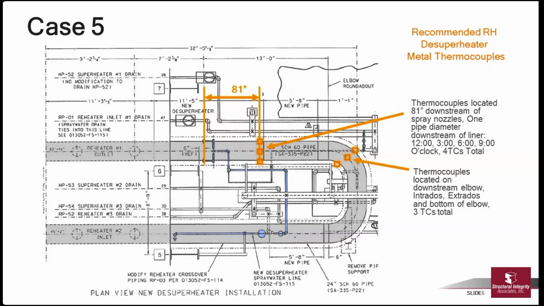When a unit has a liner such as this, we put the thermocouples one diameter downstream of the liner. If there's no liner, what we would typically do is put a set of thermocouples about one diameter downstream of the sprays, and then preferably another set about five diameters downstream of the sprays. We put a second set so we make sure to catch the worst of the impingement.